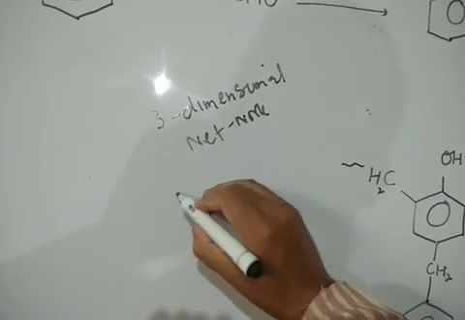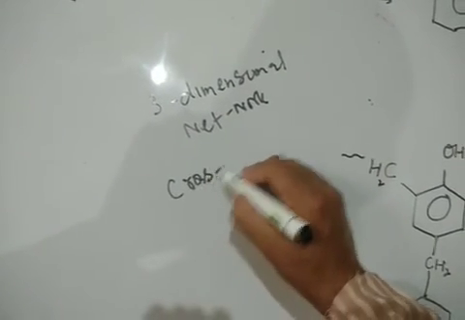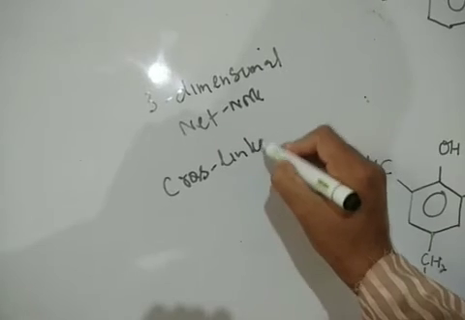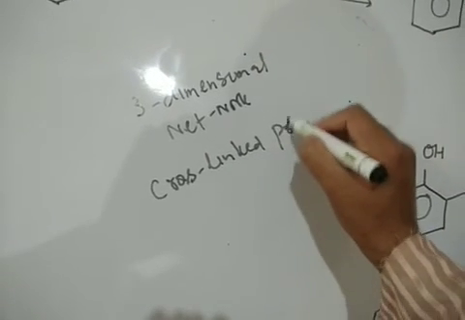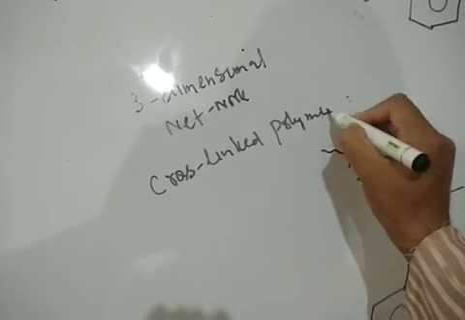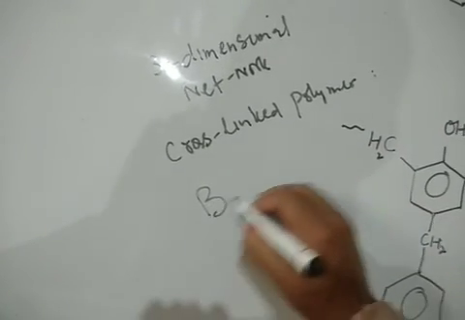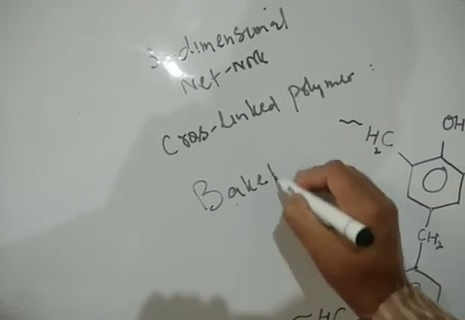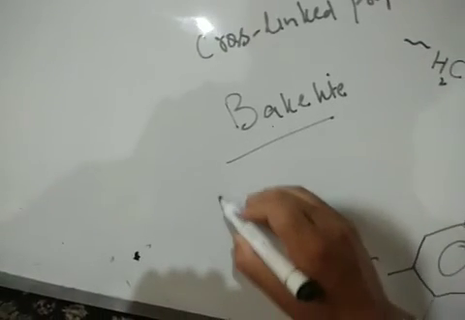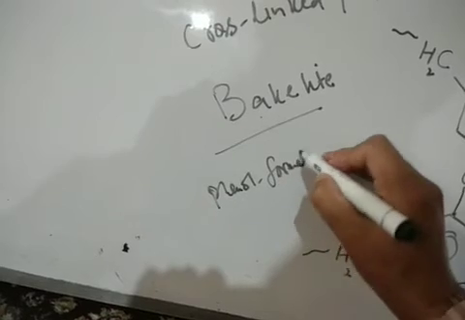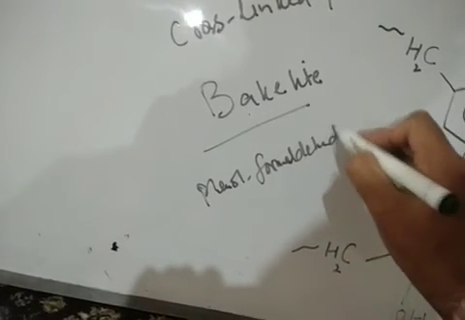So this is a cross-linked polymer. This is called Bakelite. It is also called a phenol formaldehyde resin.